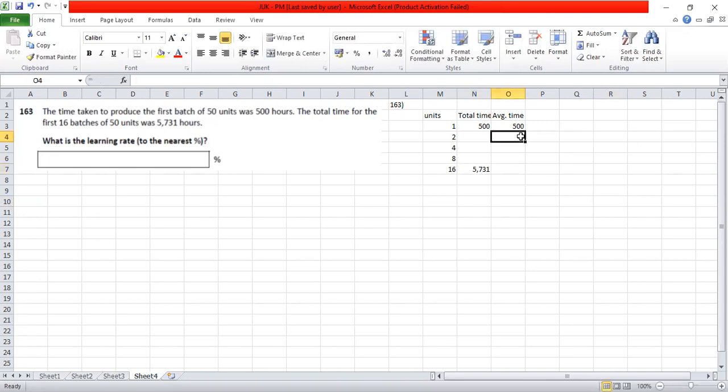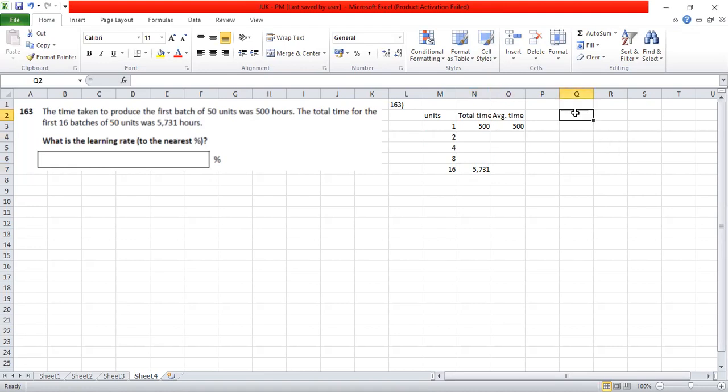How does the average time reduce? The learning curve is a decreasing trend. The first time it was 500 hours, and these 500 hours will reduce by a learning rate. That learning rate is not given to us. The learning rate is what we have to calculate. So let the learning rate be R, or L, or something.